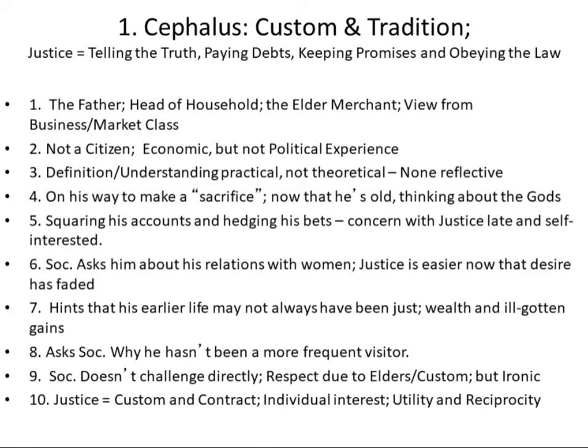Socrates asks him about what it's like to be an elder. He asks him about his relationships with women, and Cephalus argues that justice is actually significantly easier now that the desire of his youth has faded, indicating that old age isn't necessarily a bad thing. He hints that earlier on in his life he may not have always been so just, and he may have gotten some wealth and ill-gotten gains. But then he asks why Socrates hasn't been a more frequent visitor to speak to him about these issues.